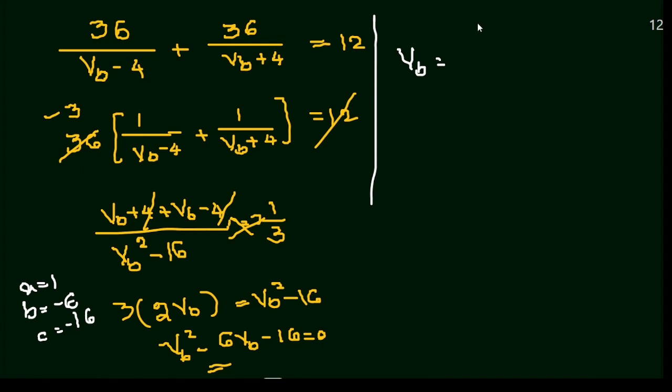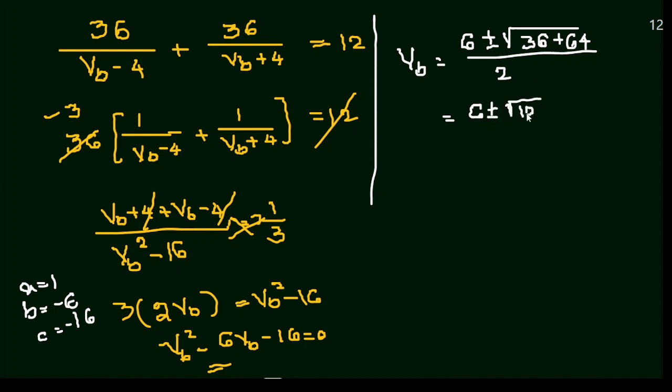So minus of b, and b is minus 6, right? So minus of minus 6 is 6, plus or minus the square root of b squared, that is 36, plus or minus... and what about 4 into 1 into 16? 16, so here it is plus. So 16 into 4 is 64, divided by 2 into 1, that is 2. Then 6 plus or minus the square root of 100, by 2, then 6 plus or minus 10 by 2.